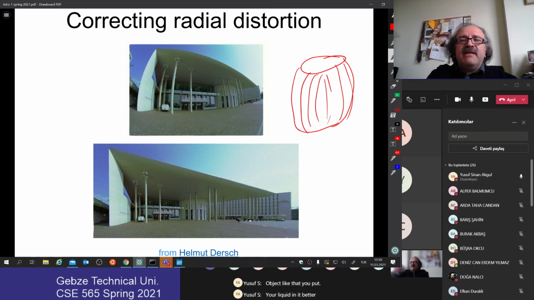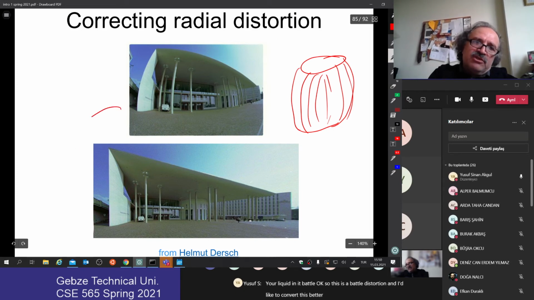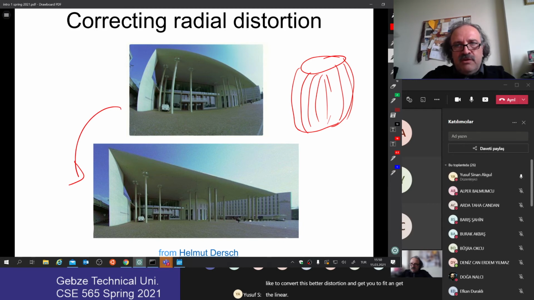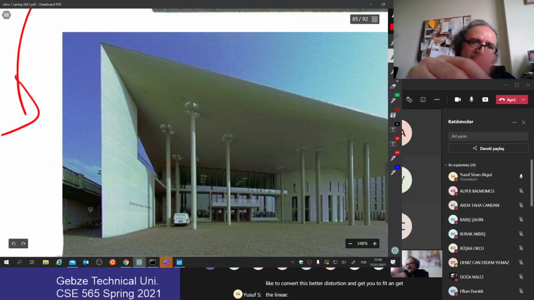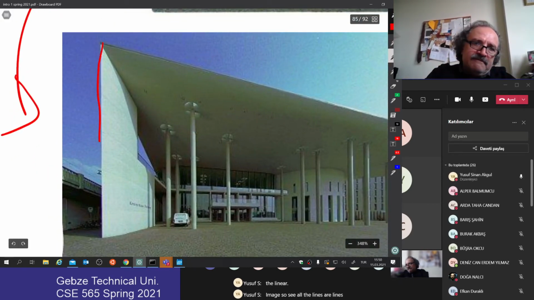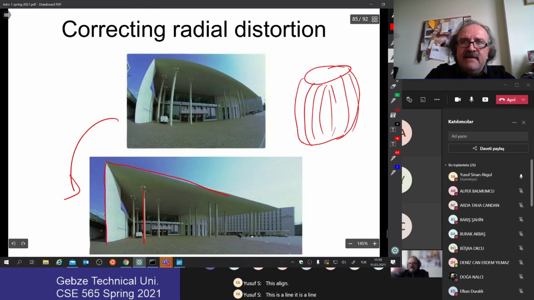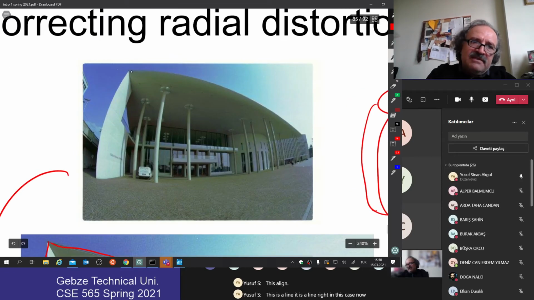So this is a barrel distortion, and I would like to convert this, get rid of the barrel distortion, and get the linear image. So see, all the lines are lines. This is a line. This is a line. It is a line, right? In this case, no, these are not lines. It's a barrel distortion.